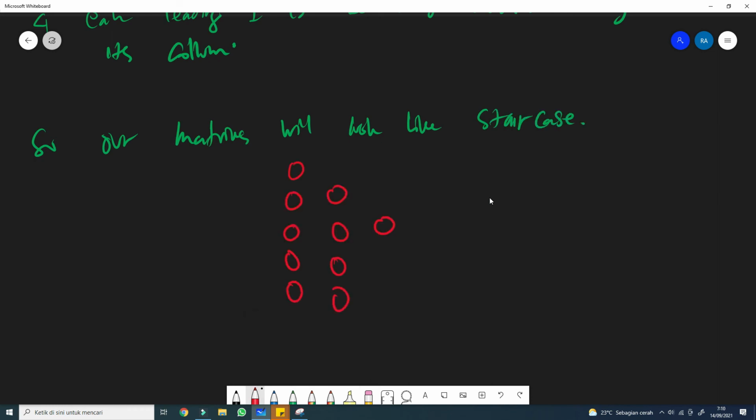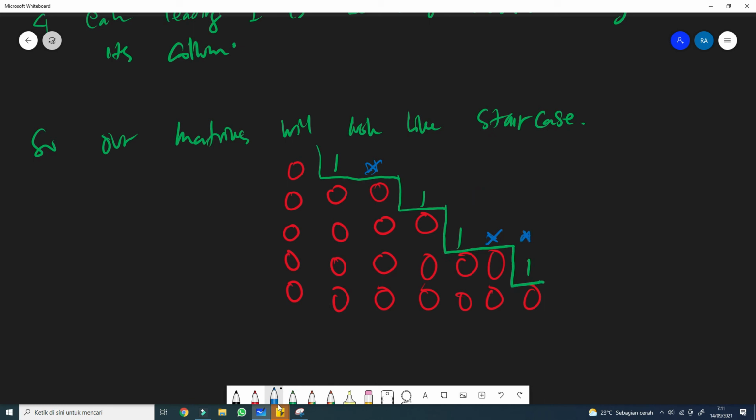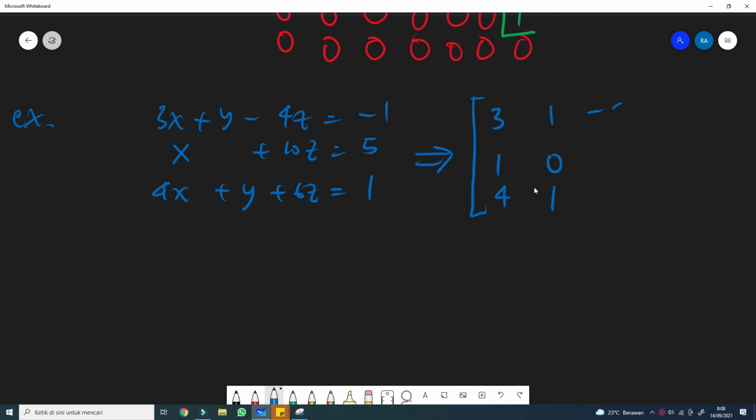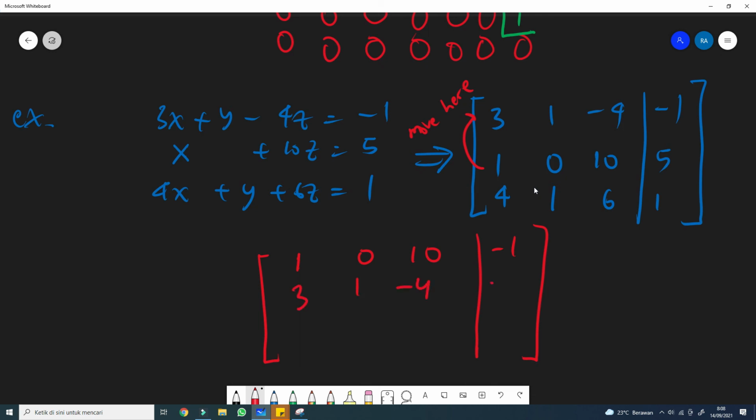So our matrix will look like a staircase. For example, here we have 6 coefficients and we need to reduce each coefficient value into 0 and put one in between the coefficients and constant values to look like a staircase. Example, we have the equations 3x plus y minus 4z equals minus 1, x plus 10z equals 5, and 4x plus y plus 6z equals 1. Then we transform them into an augmented matrix, which becomes like this.